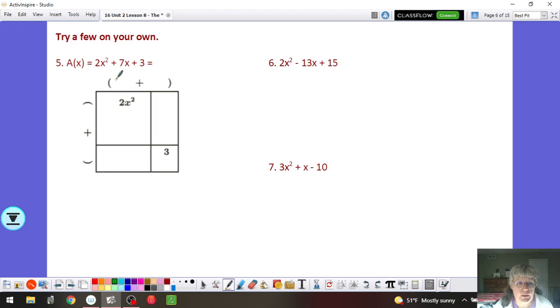If we think about 2x squared, that's going to have to be a 2x and a 1x, because 2 is a prime number, and we already know that 3 is a prime number as well. So I'm going to try 2x plus 3 and 1x plus 1 and see what happens. Keep in mind, we're looking for a 7x when we finish these. So 3 times 1x is 3x, and 1 times 2x is 2x. Well, the most these two can combine and give me is 5x. That's not 7. So let's switch the two numbers around.